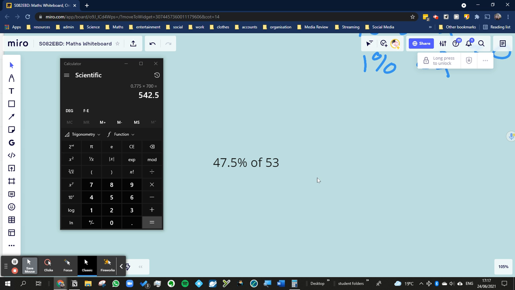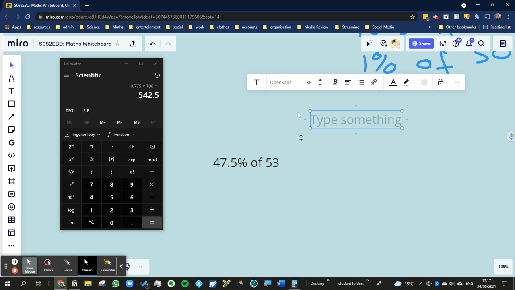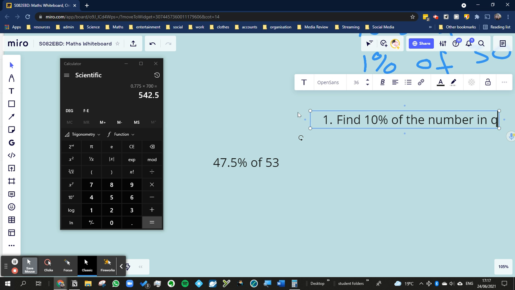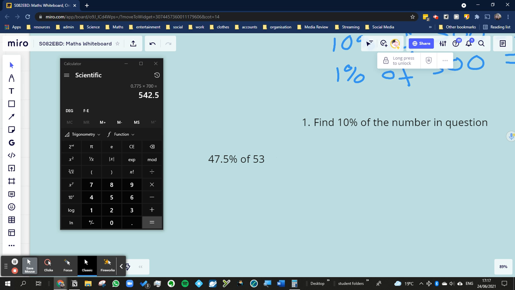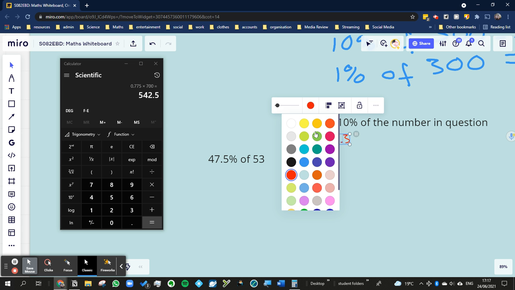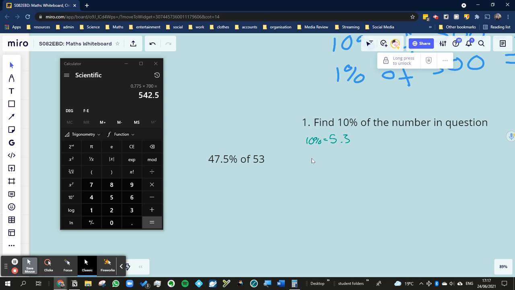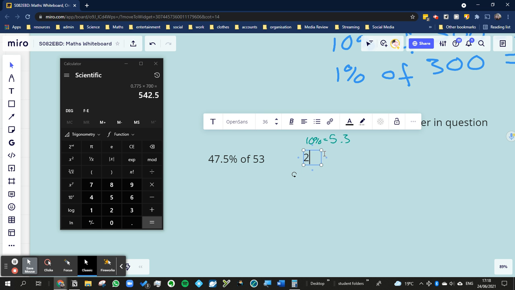Okay, so one of the stages, and again, I guess we've got three main stages, and the first two don't matter which order you do them in. But let's just say the first stage is find 10% of the number in question. So 10% of 53 is 5.3. So 10% equals 5.3. I'm going to do that in green because I was using green to show what 10% was a bit earlier on.